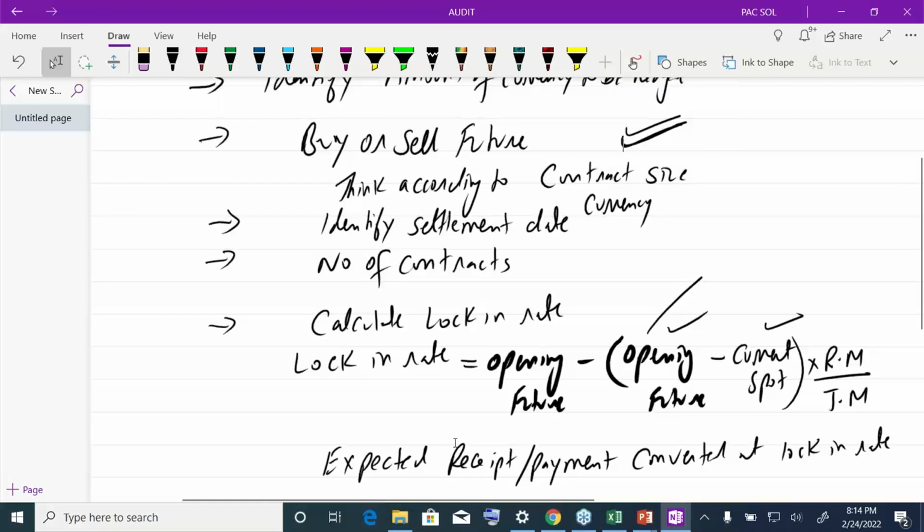The examiner can use another method to calculate the lock-in rate. Don't worry about that. But this method can be applicable. You can use this method, and this method will be applicable in every question.